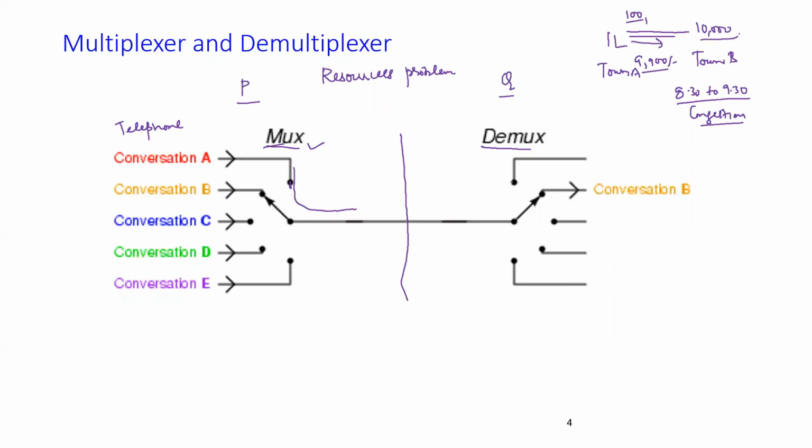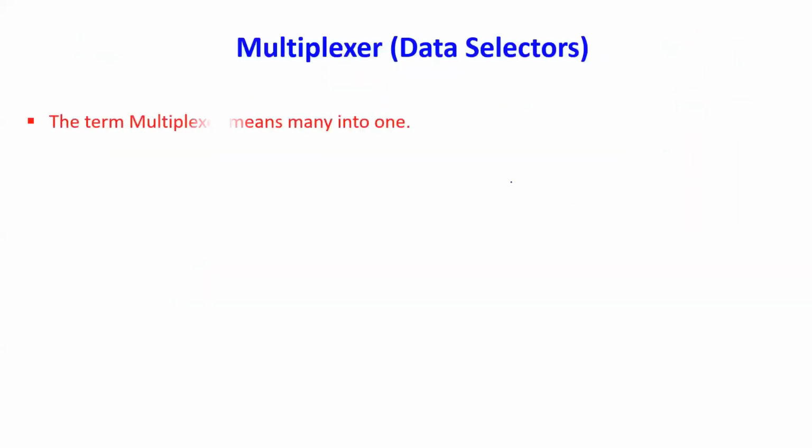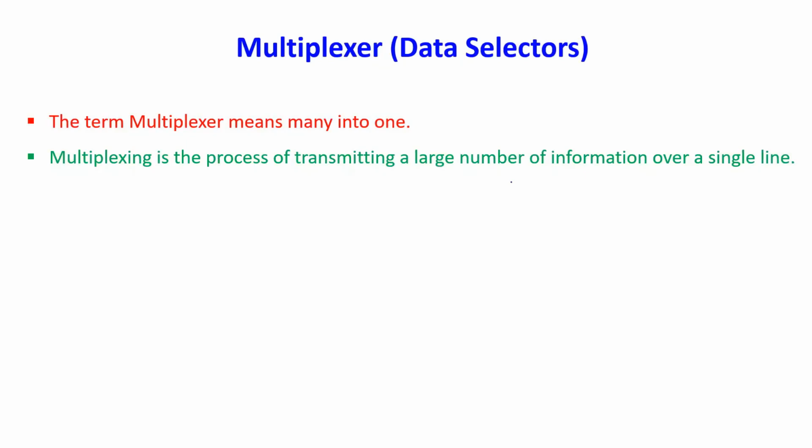Now we are going to discuss in detail how we are actually accomplishing this. So multiplexers are basically called data selectors, and this term means many into one. That means you are having many inputs, and out of them one can be selected. Multiplexing is basically the process of transmitting a large number of information over a single line. So how are you doing it? You are having various users being connected, having different data, but a single line is there.